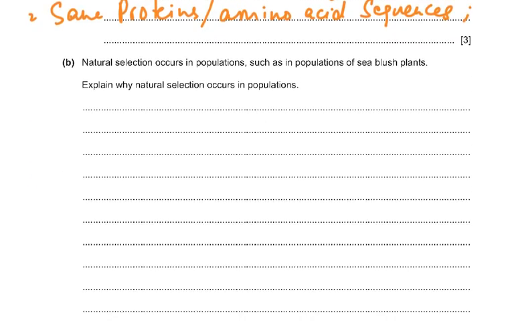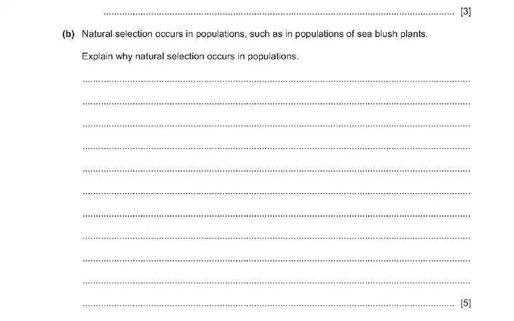Then coming on to the next part of the question, B, 5 marks, very direct question, very easy. Everybody should know that whenever there's such a question: natural selection occurs in populations such as populations of seed bush plants. Explain why natural selection occurs in populations. Now, this question has come in so many papers, and you can see the mark scheme is very, very obvious. Populations can produce many offspring. Genetic variation occurs in populations. Mutations, or you can say sexual reproduction or random fertilization.